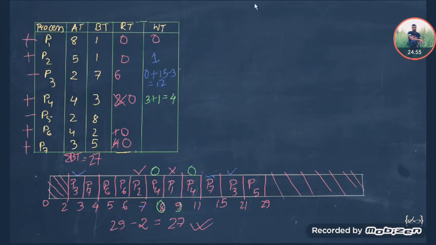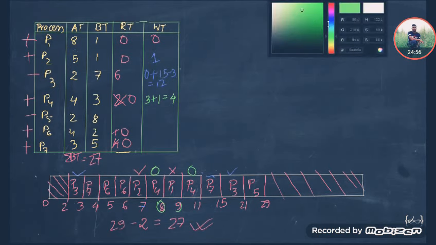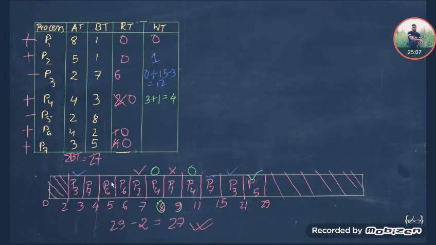P4 is done. Now let's go for P5. P5 has appeared just once here and nowhere else. The visiting time is 21 and the arrival time is 2. So 21 minus 2.